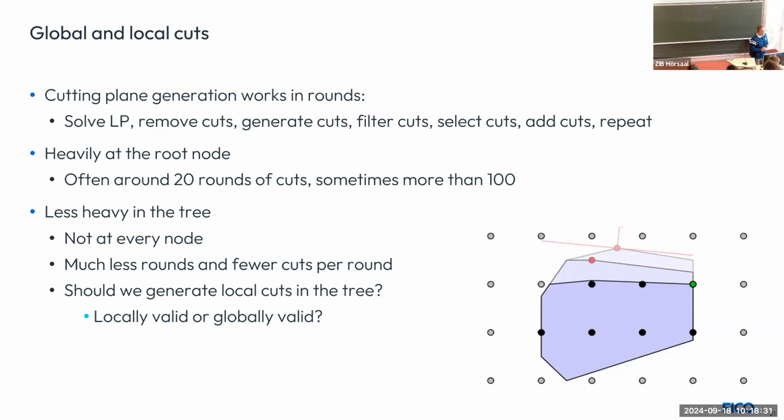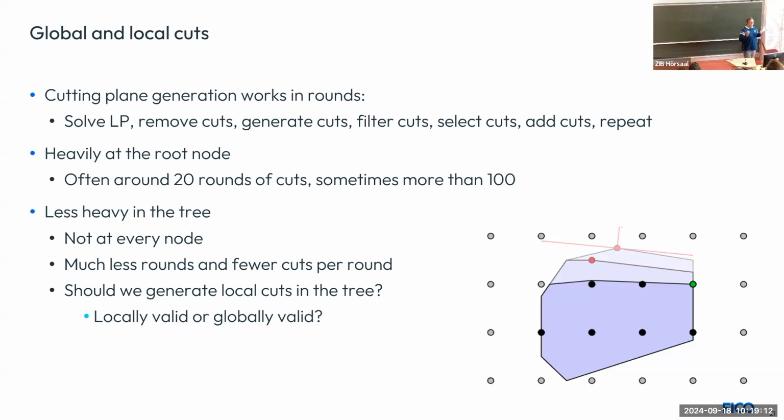Generally, cutting plane generation, as mentioned in the beginning, works in rounds. So you solve the LP, you might remove some of the old cuts that you generated in previous rounds. You generate some new cuts, then you filter cuts and select cuts. I'm a bit nerdy here in making these distinctions. What I call filtering is you look at the individual cuts that the generation procedures have provided to you, and say, okay, this might not be a good cut at all because it's numerically bad. So I throw it away. I don't even consider it as a candidate.